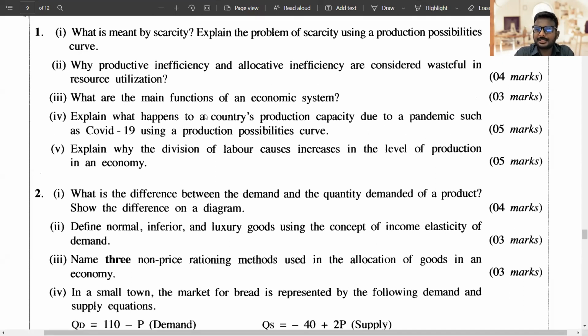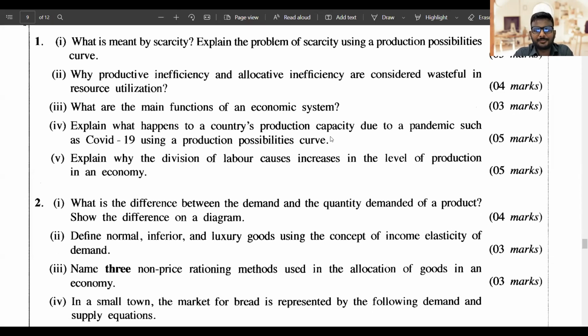Next question, I think, is a question, again, we have done in the first or the second class. What are the main functions of an economic system?